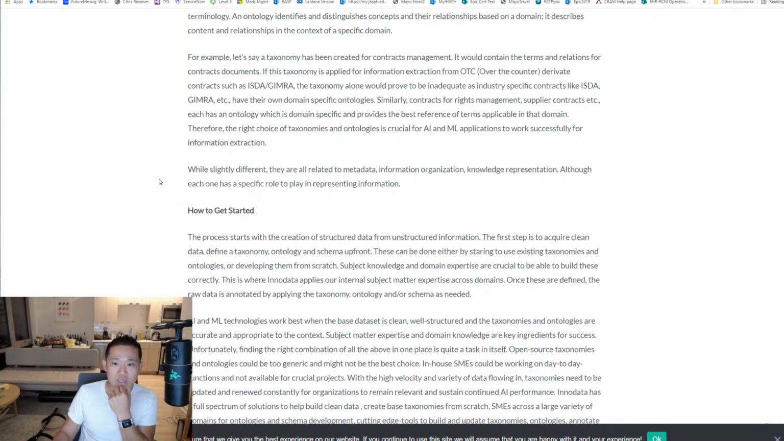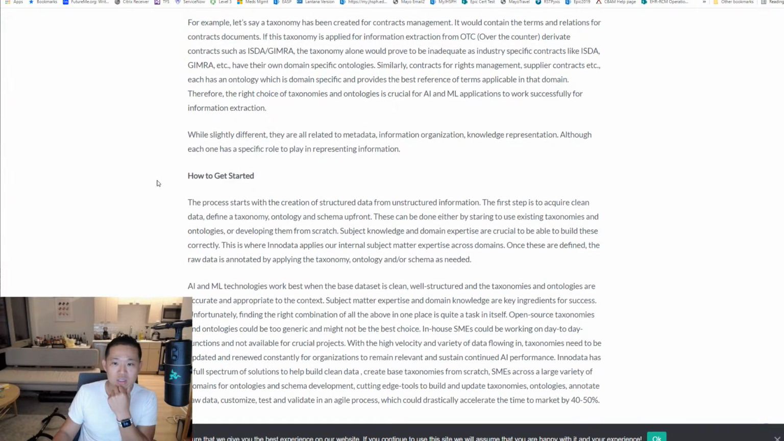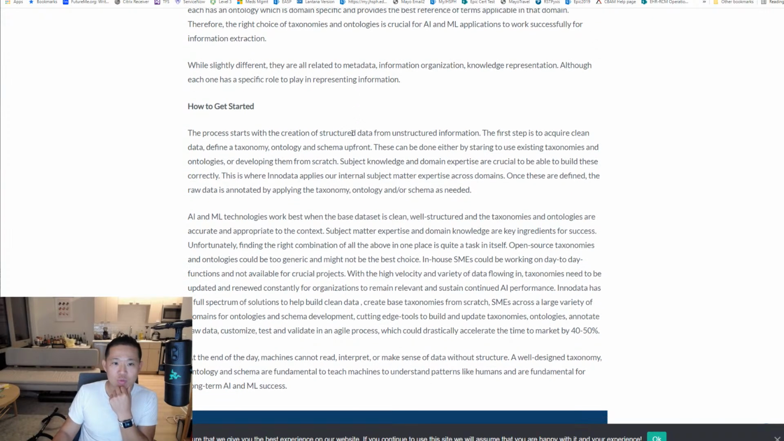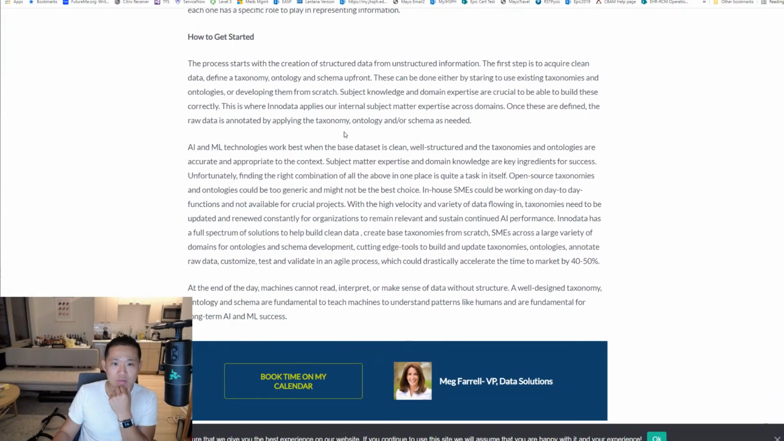Similarly, contracts for rights management, supplier contracts, each has an ontology which is domain-specific, provides the best reference of terms applicable in that domain. Therefore, the right choice of taxonomies and ontologies is crucial for AI and ML applications to work successfully for information extraction. While slightly different, they are all related to metadata, information organization, knowledge representation, although each one has a specific role to play in representing information.